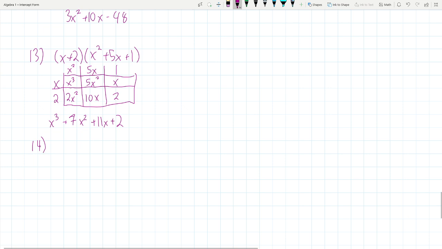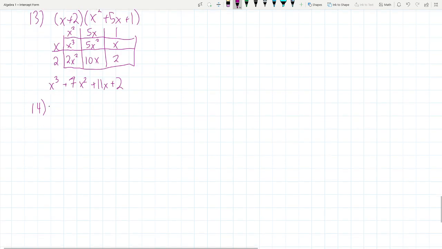Alright, let's try another one. And with this one, let's try the FOIL method. X plus 5, y squared plus 2y minus 6. Now, FOIL doesn't really accurately describe this. The way that you can kind of re-say this now is the distributive method. And so what that means is we just need to make sure that we distribute to everything.